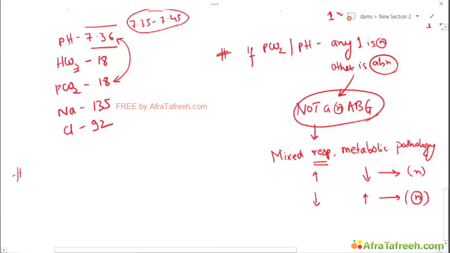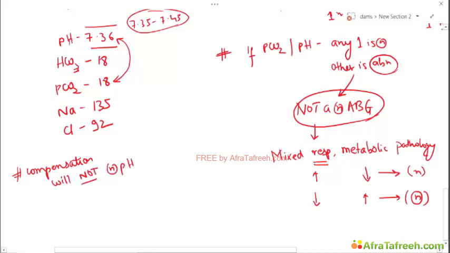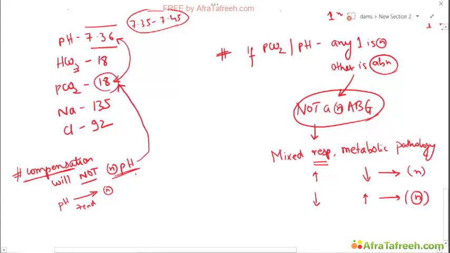Always remember that a compensation will not normalize the pH. It takes the pH to tend to normal, but it never normalizes the pH. Okay. So if there is a normal pH with one respiratory or metabolic abnormality, like you can see here, we'll discuss about it. It cannot be because of compensation, and it ought to be because of a mixed abnormality. Okay, this should be kept in mind.